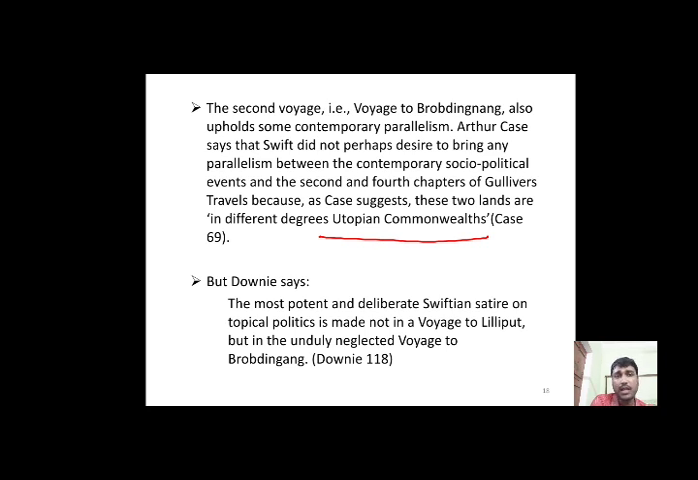But denying Arthur Case, J.A. Downey argues in the article called Political Characterization in Gulliver's Travels. In your answer, please refer to these critics and the name of this book and article, because if you refer to this book and article, your answer will automatically be enriched. Now, Downey, denying Arthur Case, says that the most potent and deliberate Swiftian satire on topical politics is made not in a voyage to Lilliput, but in the unduly neglected voyage to Brobdingnag.